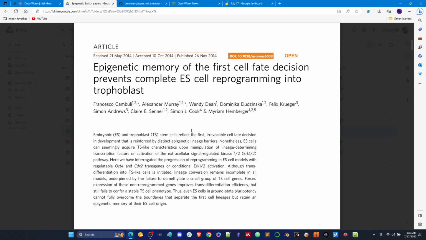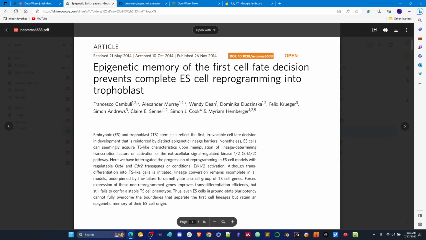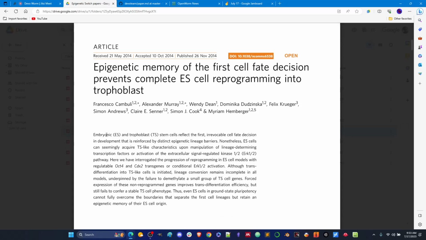So this kind of talks about epigenetic memory of the first cell fate decision, which prevents complete embryonic stem cell reprogramming into trophoblast. It talks about how embryonic and trophoblast stem cells reflect the first irrevocable cell fate decision in development, reinforced by distinct epigenetic lineage barriers. So again, these epigenetic marks, they hypothesize, are the things that are stopping it or can push it into a new fate.